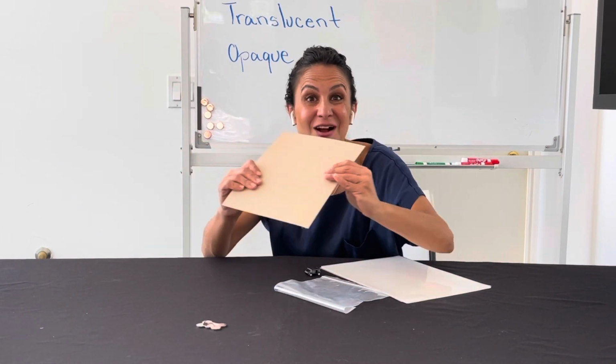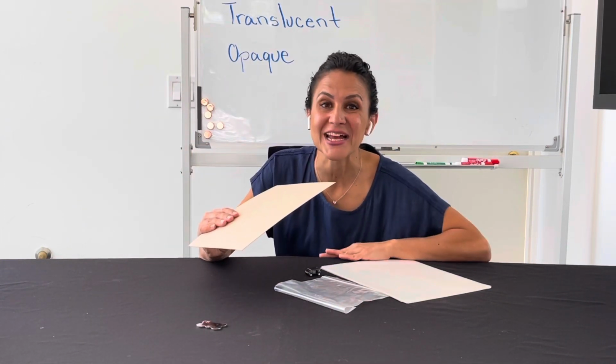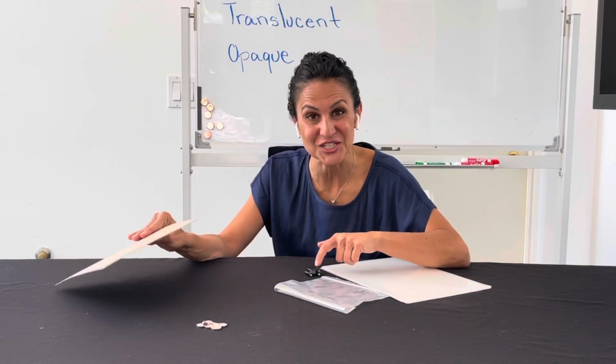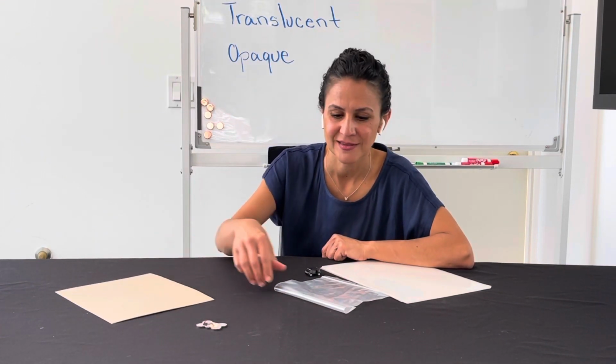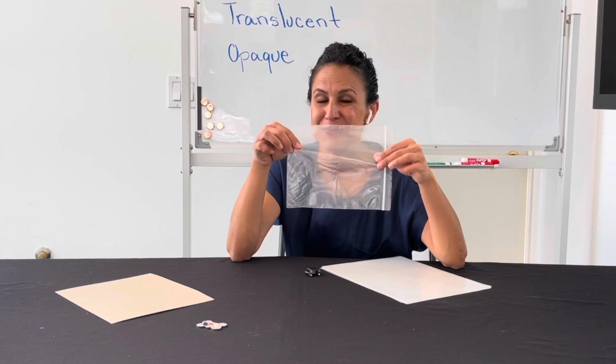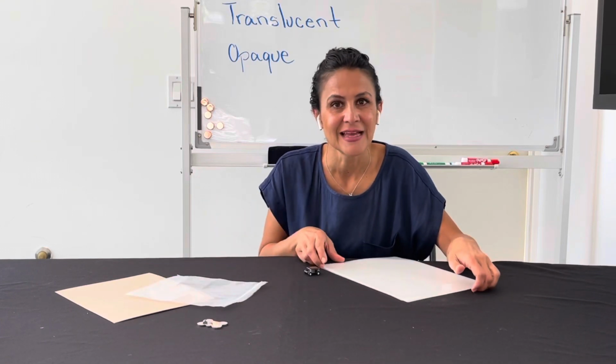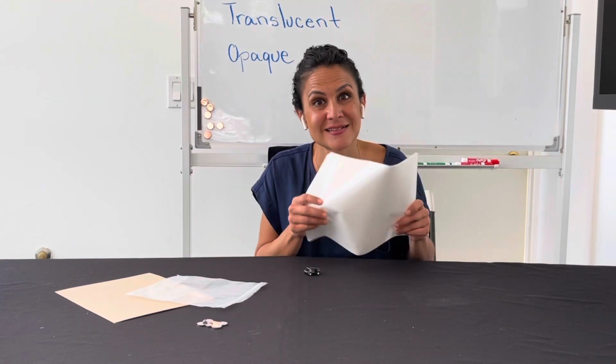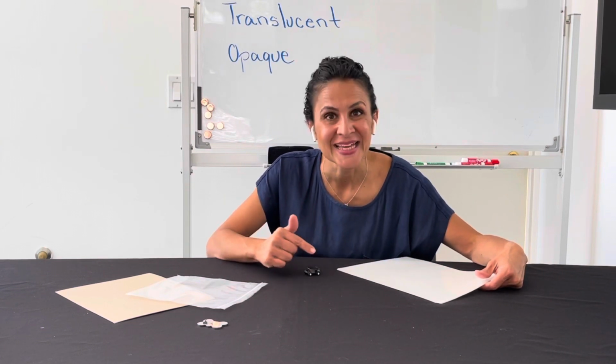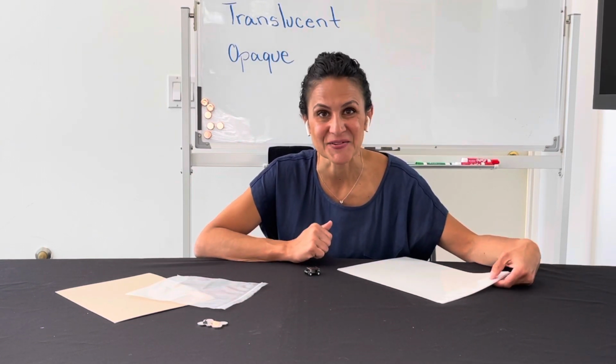What else made it not work? The opaque cardboard. It created a shadow and it blocked the sun from reaching the solar panel. My transparent plastic allowed the light to go through and the car kept moving. And my translucent item also allowed the light to go through and it kept moving.